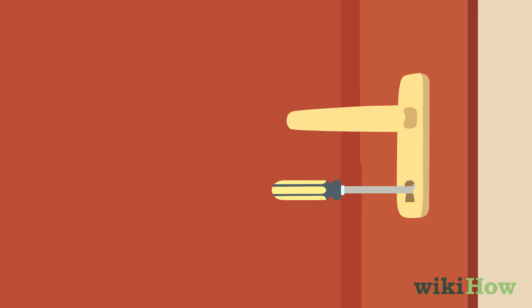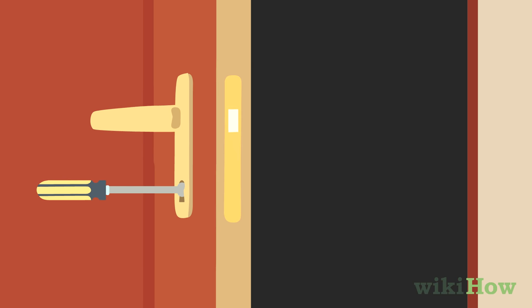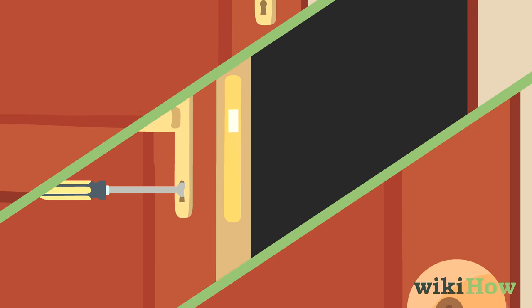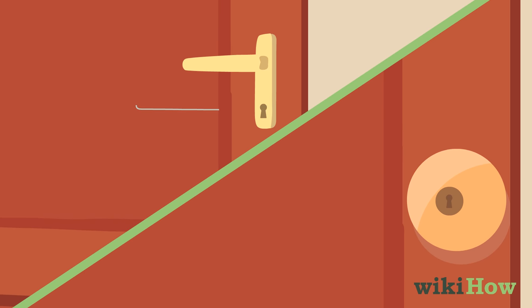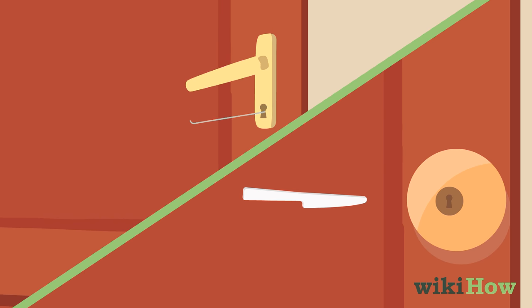To open a locked interior door with a screwdriver, first push the screwdriver as far as you can into the hole on the doorknob. Then, just turn and twist until the screwdriver catches on a groove and the lock clicks open. This method will also work with a flattened paperclip or a very small butter knife.